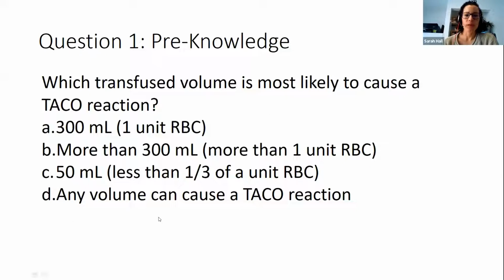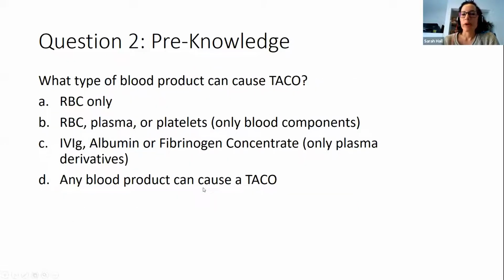Question 2. What type of blood product can cause a TACO? RBC only, RBC, plasma, or platelets, IVIG, fibrinogen, albumin, or any blood product?